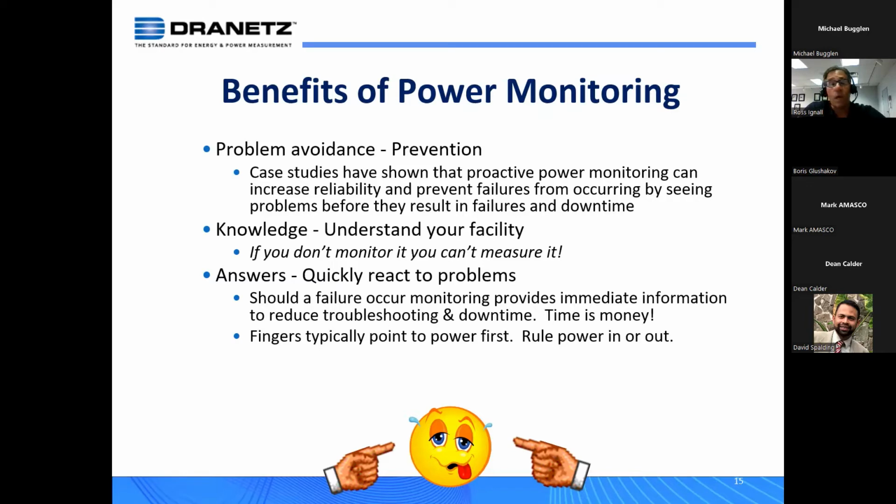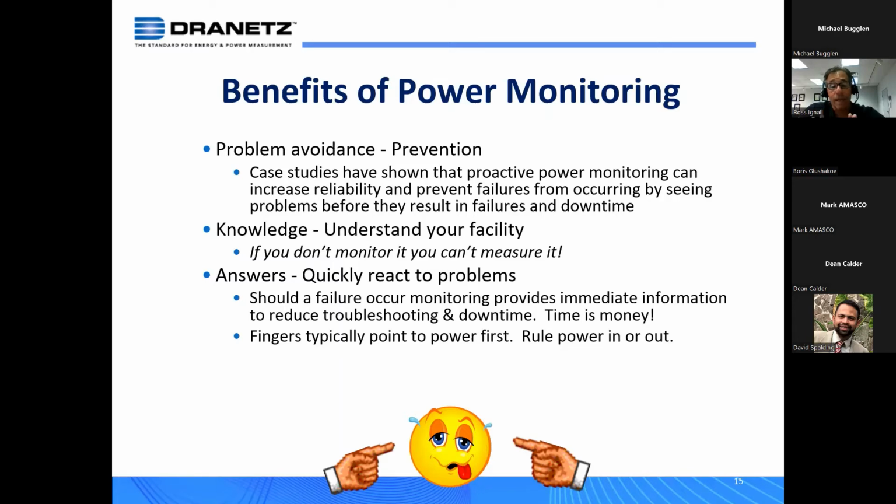So should someone report a problem and say, hey, something went down at a particular time, you can just go back in time for your PQ data and say, well, do I have an issue at that particular point in time? What's my voltage? What's my current? Maybe harmonics and other things you may have susceptibility to, and say, did anything happen at that time?